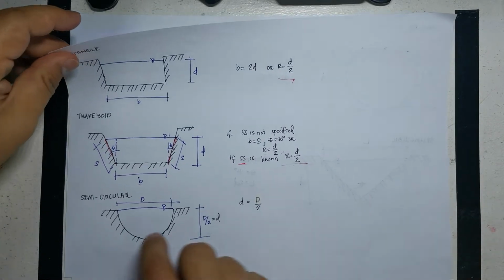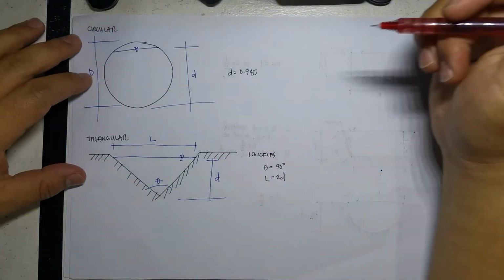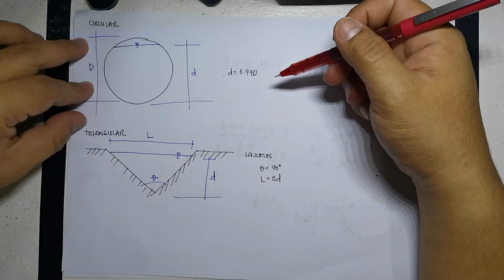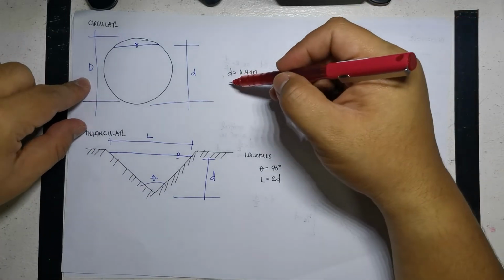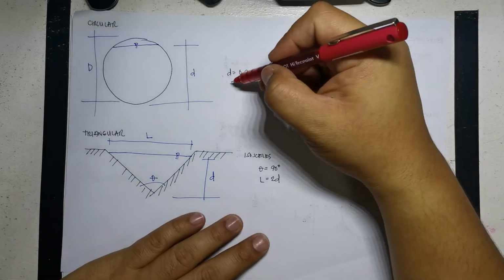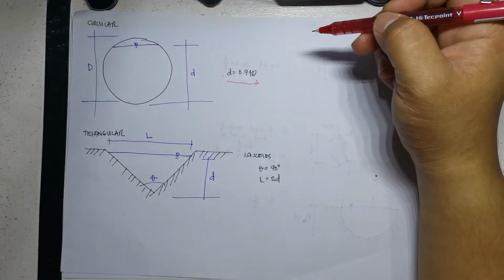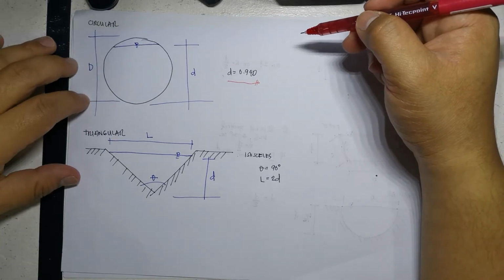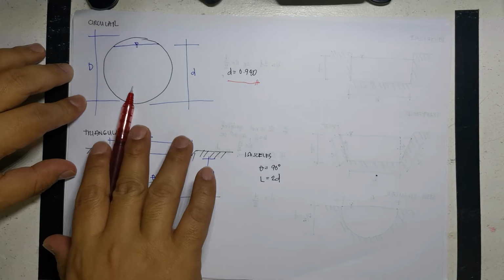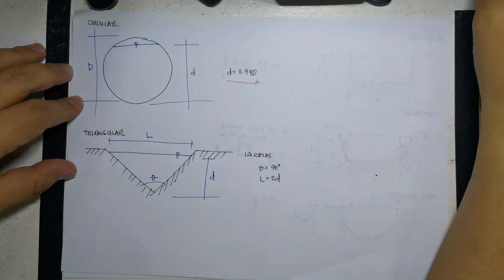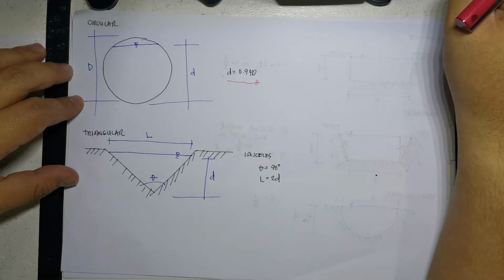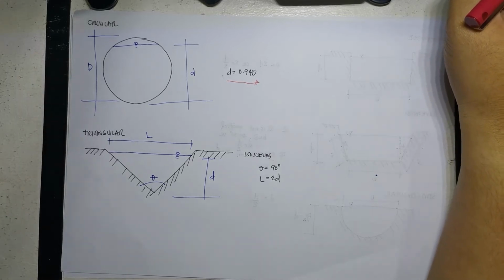Okay? Let's go to the circular. For the circular section, there is only one condition to say that the section is most efficient. The depth of flow will have to be 0.94 D, or 94% of the diameter. That means the pipe is filled up to 0.94 of the diameter of the circular pipe.